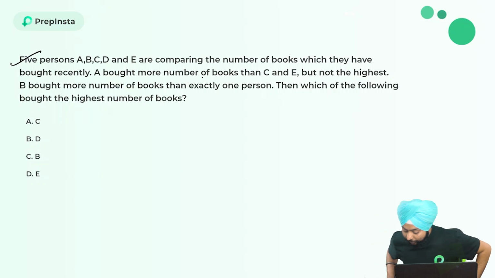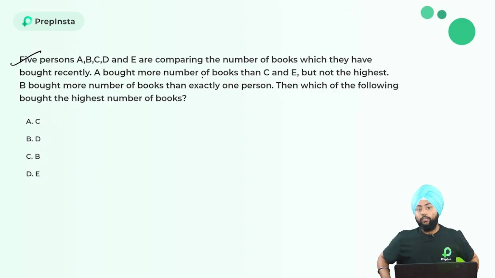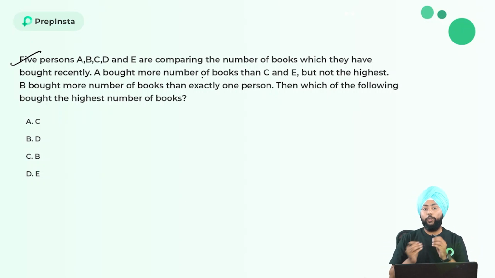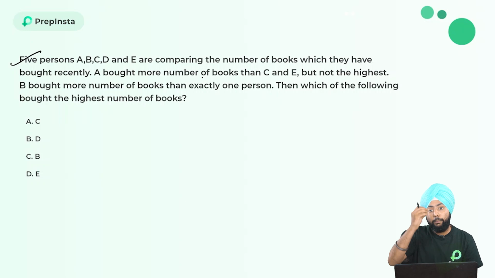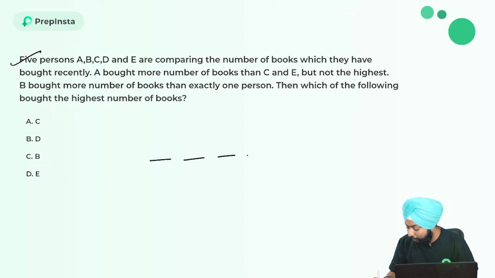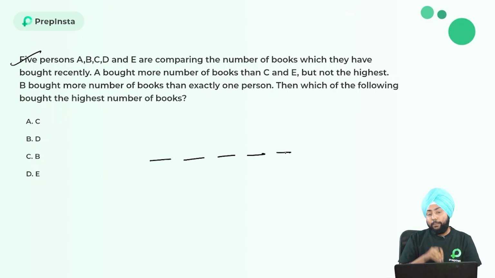They have given five persons A, B, C, D, E comparing the number of books which they have bought recently. One thing about arrangement questions is you have to look for the direct clue, or the direct statement, which gives the accurate data about the position of that person. Suppose there are five people, A, B, C, D, E. I only have to look for that particular clue which gives me the exact position of that person.